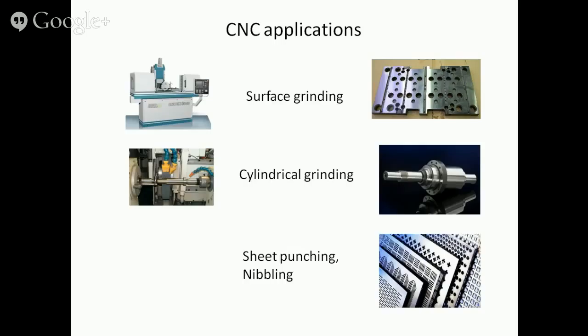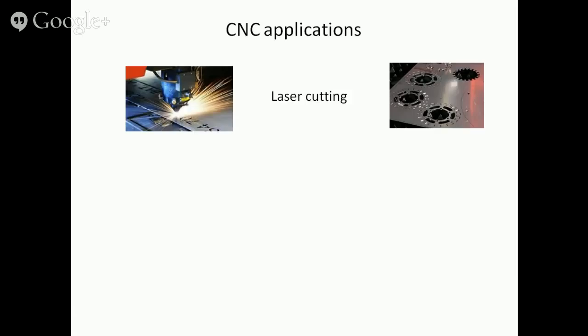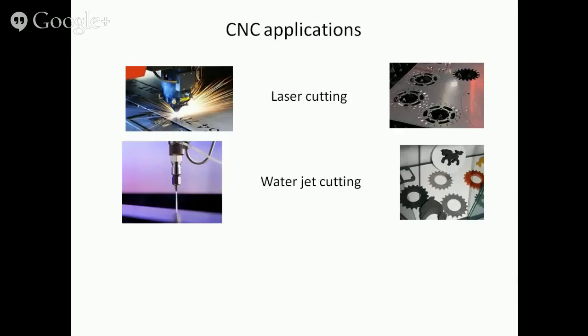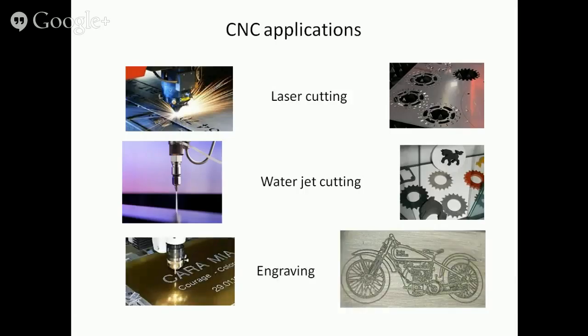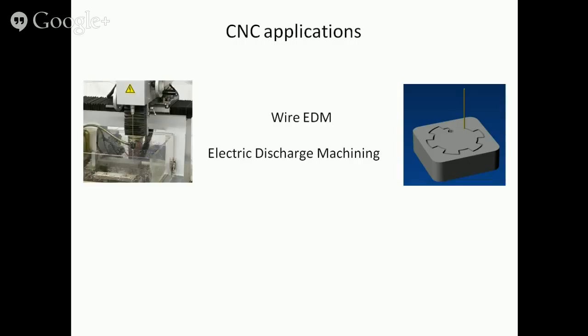sheet punching or nibbling, as it is also called, laser cutting, mainly for metallic parts, water jet cutting for all types of materials, engraving, and last but not least, wire EDM, wire electric discharge machining, which is employed in tool making mainly to produce hardened dies, for instance.